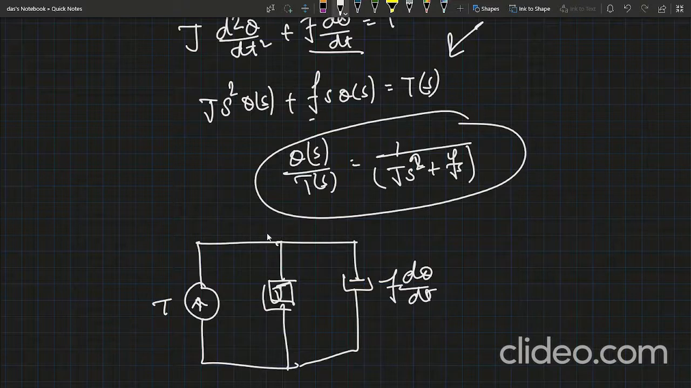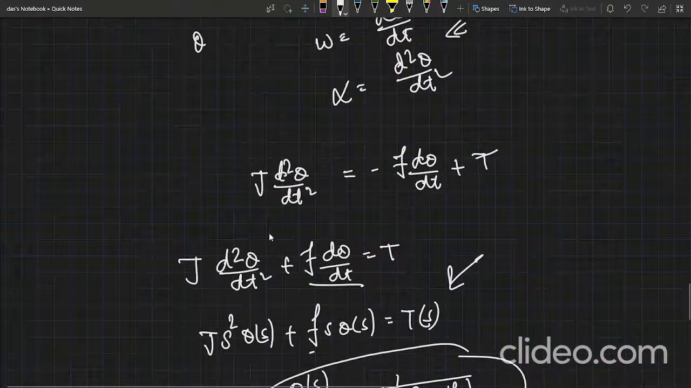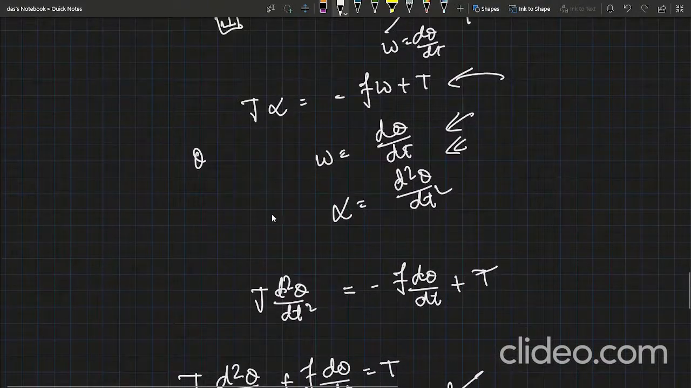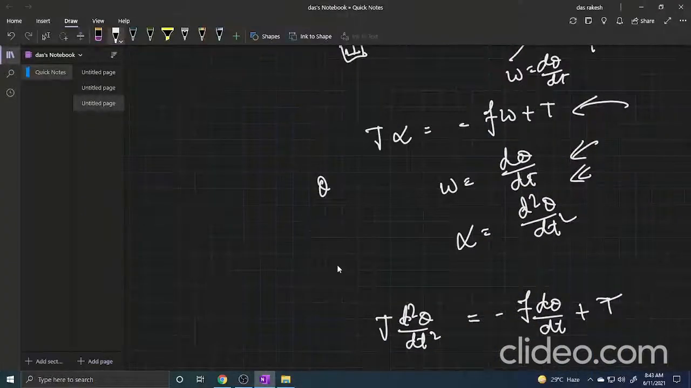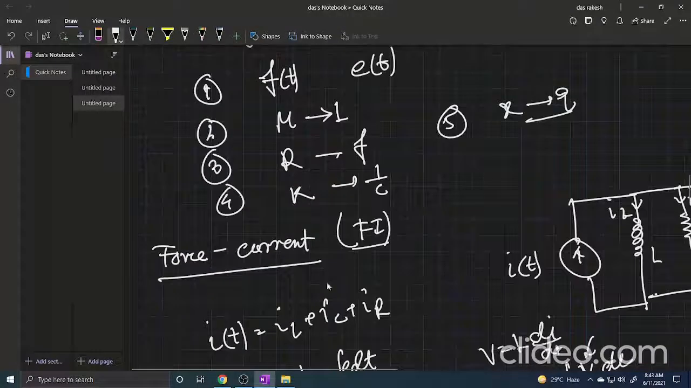Okay, so that's all for today. In this class we just talked about the basic modeling criteria and basic modeling. What are the basic modeling parameters? Okay, thank you.